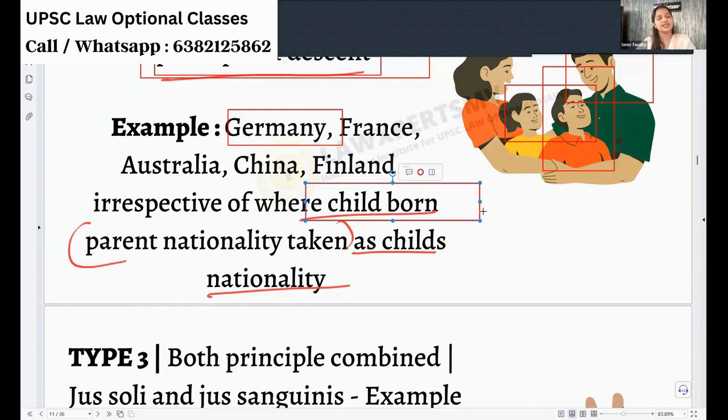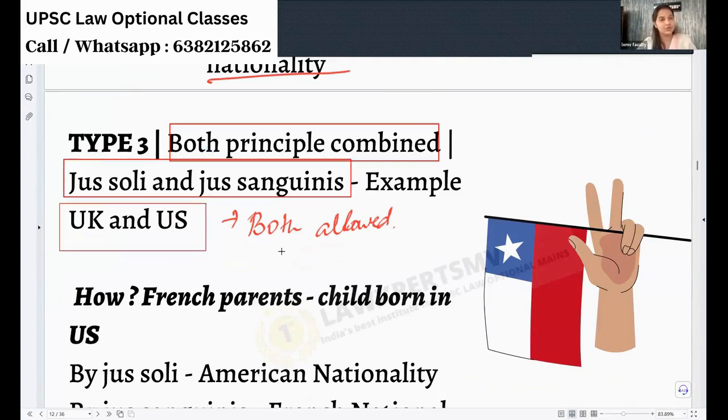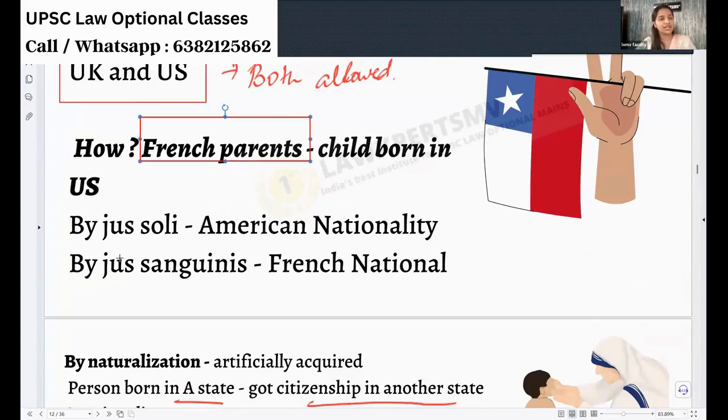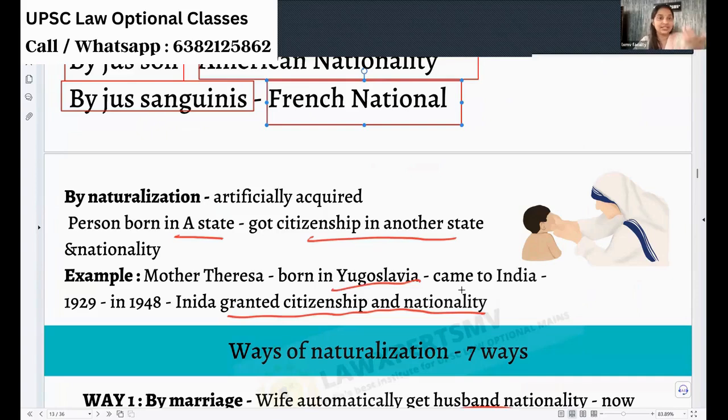Next, there are certain areas that follow both these principles, jus soli and jus sanguinis. The best examples are the UK and US. They give dual citizenship, and they follow the combined approach. Even by jus soli you can be binational, and even by descent you can be binational. Say, for example, there are French parents who have a child born in the US. As per US law, by jus soli you are born in the US, so you are an American national, and by jus sanguinis your descent is from French parents, so you can be a French national as well. So dual nationality is created in these areas.